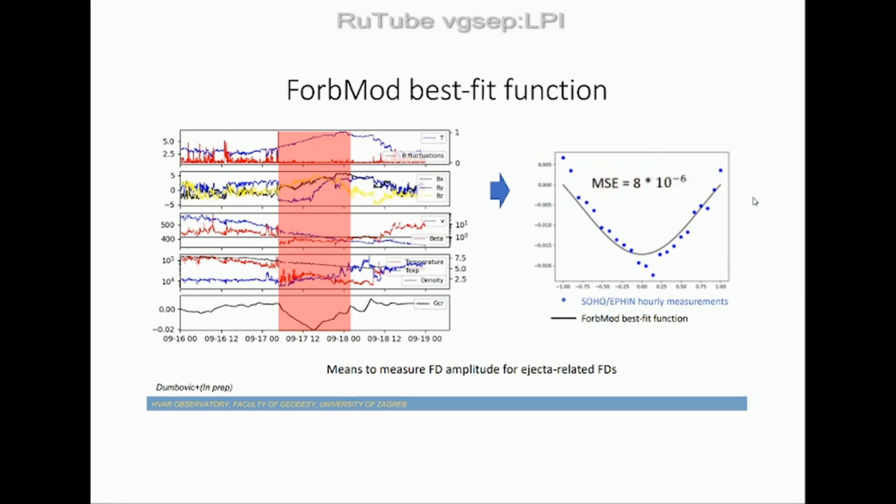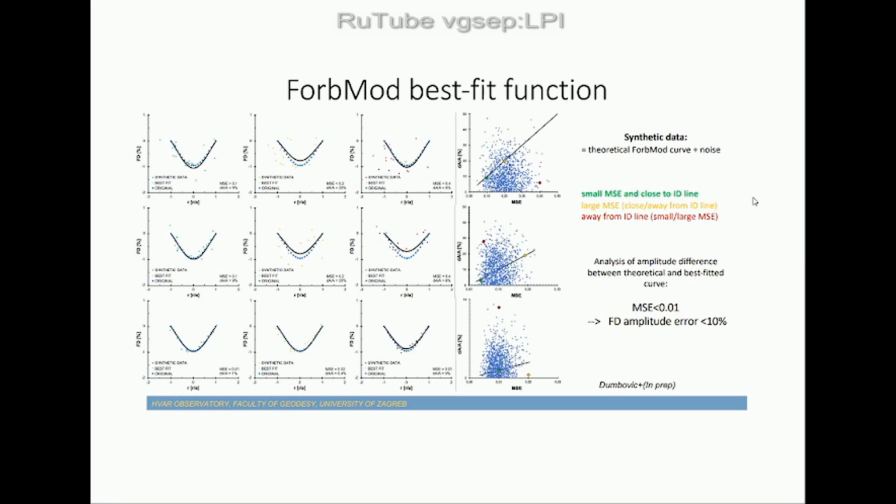And in order to see how good or bad this is, we tested our best-fit function using synthetic measurements. What are synthetic measurements? Basically, we take this ForbMod analytical function for a certain example. So this is a very nice, symmetric curve. It's given here in black. In all these images, it is absolutely the same.